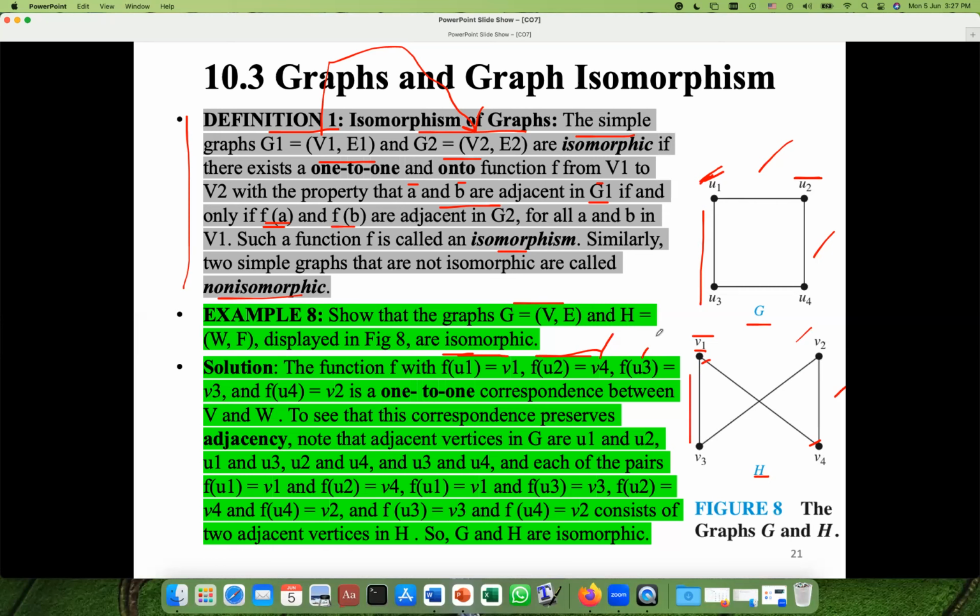And then U3 is connected with V1, and this V3 is connected with V1. U3 is also connected with V4, and V3 is also connected with V2. The condition holds. So for U3, we are taking this V3 and V4.